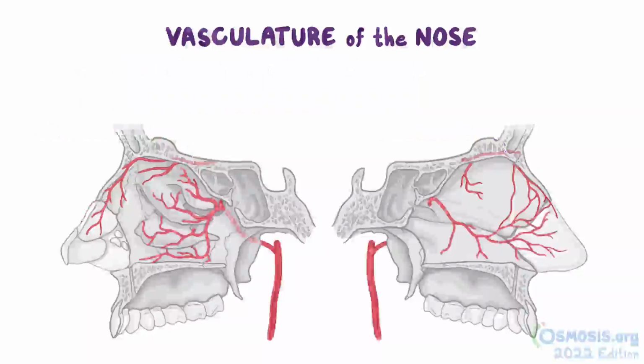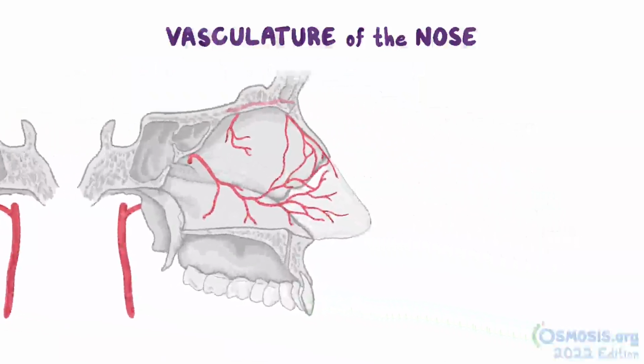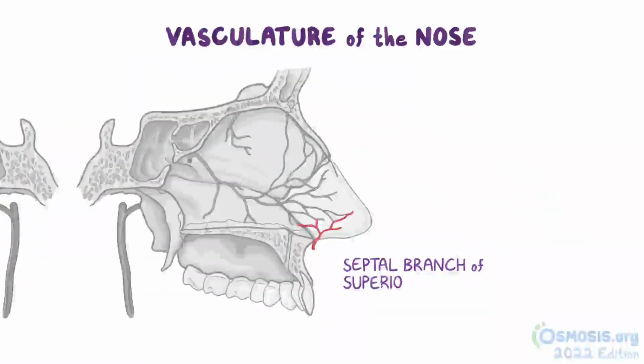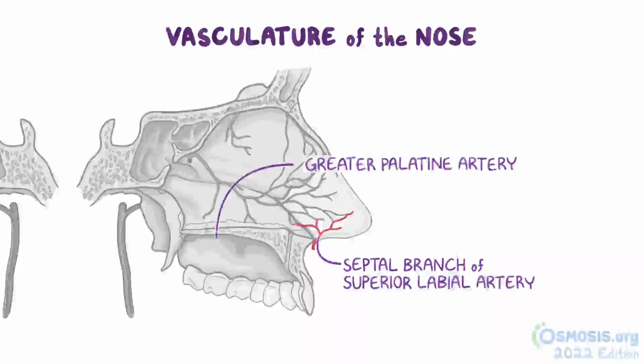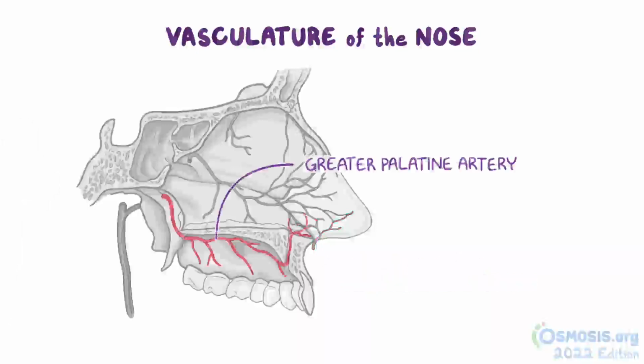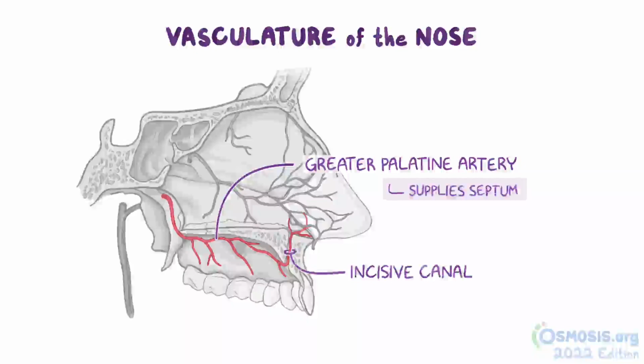Now these 3 arteries are all that supply the lateral wall, but the septum has 2 more arteries that supply it, the greater palatine artery and the septal branch of the superior labial artery. The greater palatine artery first enters the oral cavity posteriorly and runs along the inferior surface of the hard palate. Then it passes through the incisive canal anteriorly and enters the nasal cavity to supply the septum.